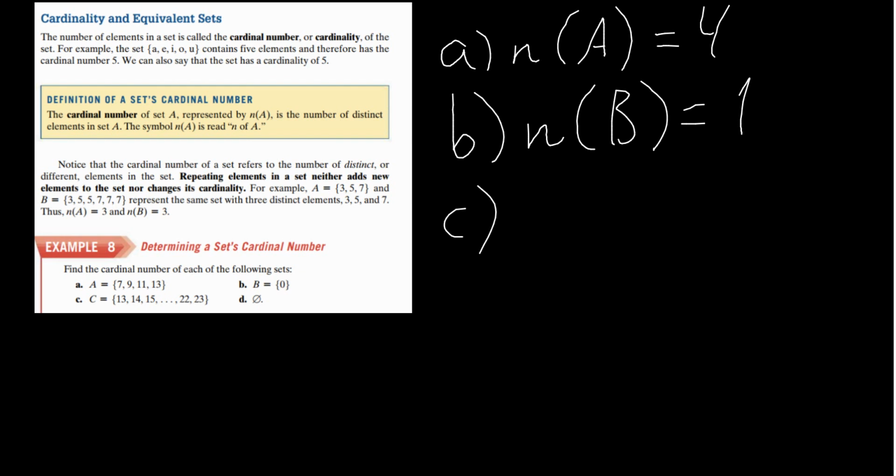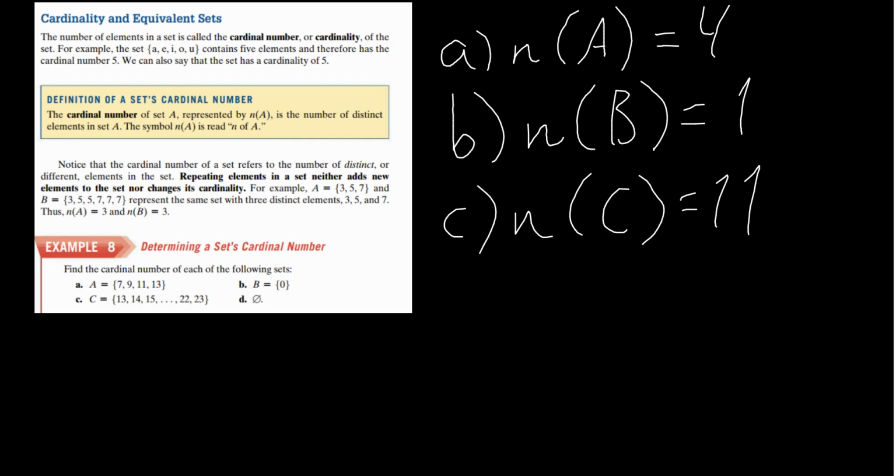C is 13, 14, 15, dot, dot, dot, probably all the way to 23. So if we have 13 to 23 and we're including 13, that means there must be 11 elements in the set. So the cardinality of C is 11.